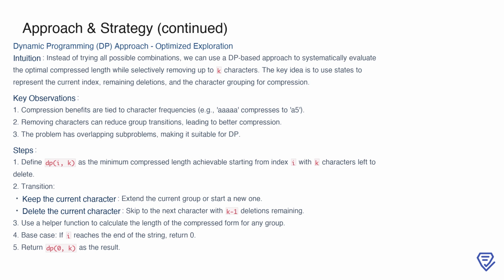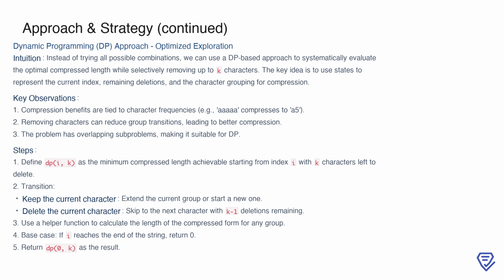This problem exhibits overlapping subproblems, making it suitable for dynamic programming. The key is to define a state dp(i, k) that represents the minimum compressed length achievable starting at index i with up to k deletions remaining. From each state, we have two main options: either keep the current character, which can extend an existing group or start a new one, or delete the current character, which reduces the number of deletions left. Additionally, a helper function is used to calculate the compressed length of any group.